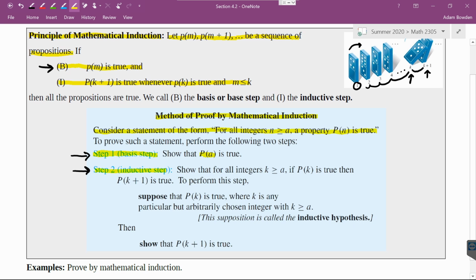In the inductive step, we follow this kind of structure here. We suppose that P of k is true, where k is any particular but arbitrarily chosen integer greater than or equal to a. Sometimes they refer to this as the inductive hypothesis. Then, following from that assumption, we have to show that P of k plus 1 is true. So these are the key steps. Basis step, then the inductive step where we suppose it's true, and then show it's true for the next following integer k plus 1.